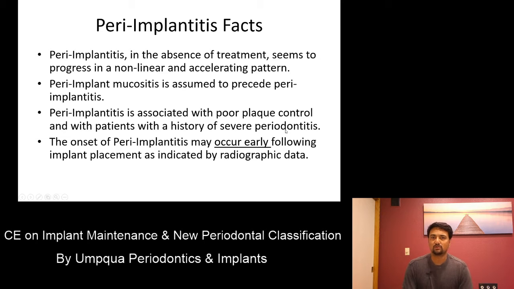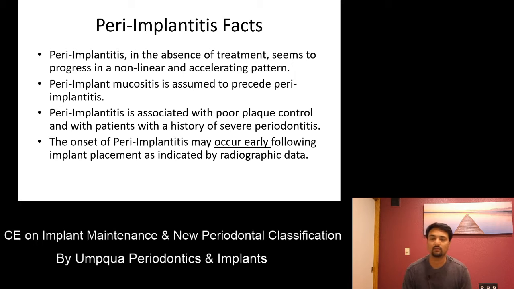Peri-implantitis, the disease process itself, has been found in research to progress in a rapid and non-linear fashion. Peri-implant mucositis is assumed to always precede peri-implantitis, like gingivitis and periodontitis. That's why it's very important to catch peri-implant mucositis early. Peri-implantitis is associated with poor plaque control and patients with a history of severe periodontitis.